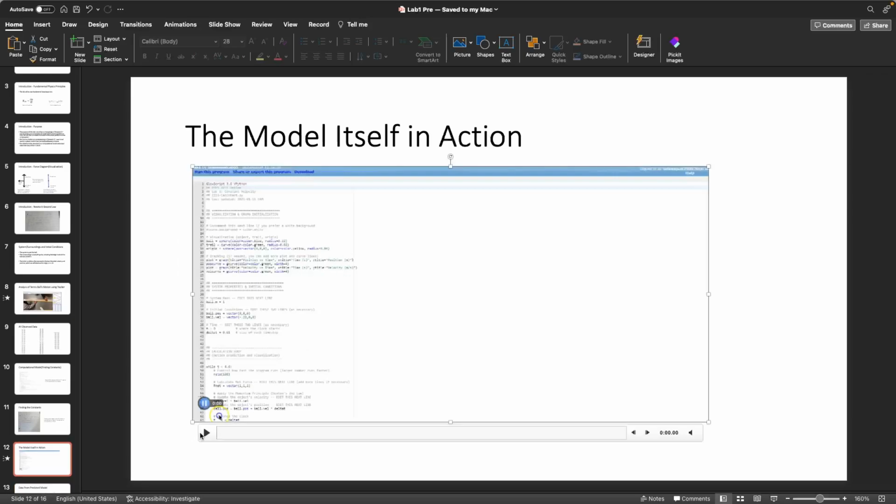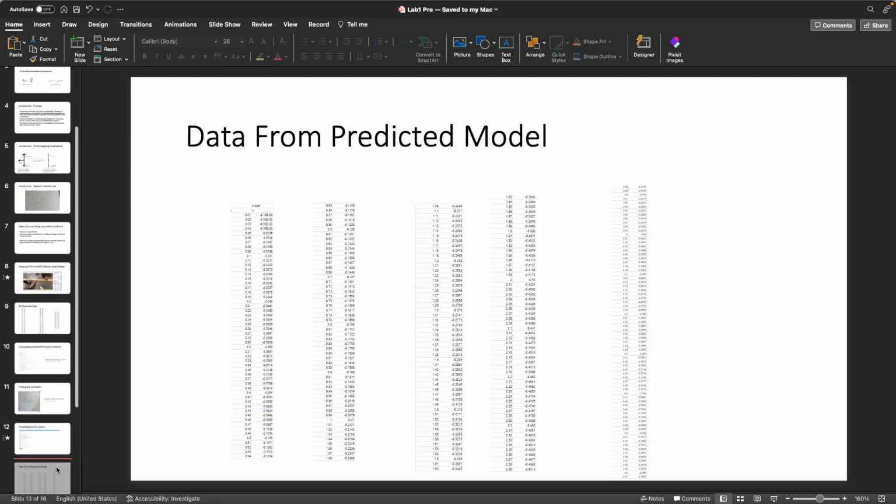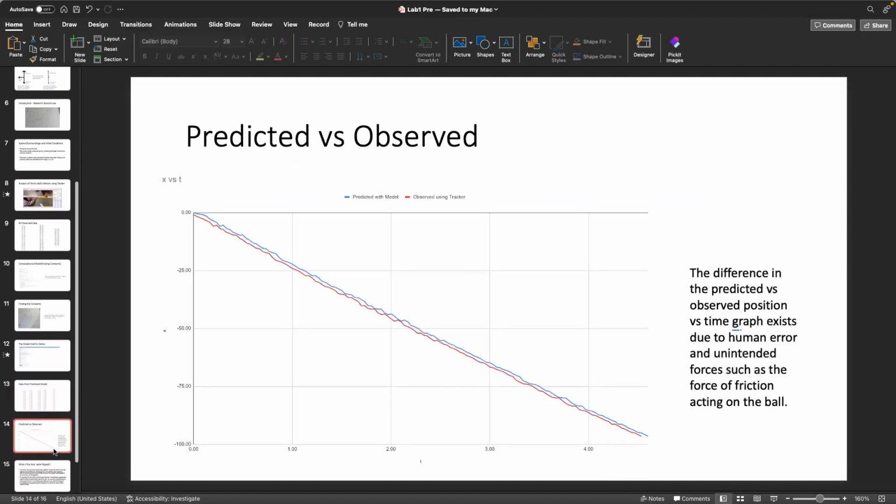Now we're going to see the model in action that we built. So this is the model. It has a slope very similar to negative 0.21. So this is the data from our model. These are our two line graphs. The predicted is the blue one, and the observed one using Tracker is the red graph.